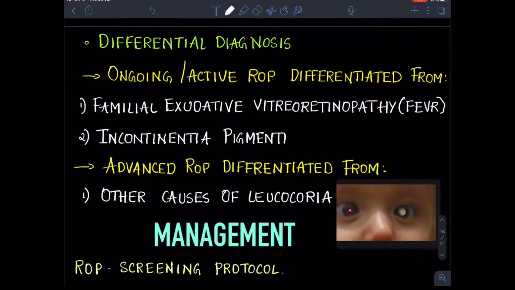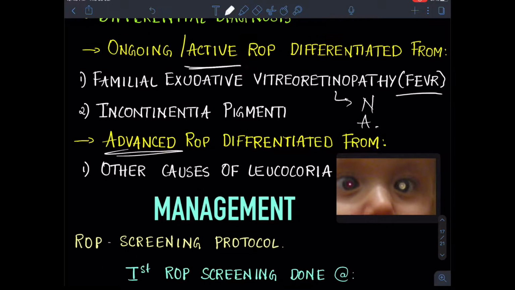Now coming to differential diagnosis. ROP can be classified into active ROP and advanced or cicatricial ROP. Now we'll see the differential diagnosis for both. The ongoing or active ROP should be differentiated from FEVR, that is familial exudative vitreoretinopathy, which also shows neovascularization and avascular retina. The second one is incontinentia pigmenti, which is mostly seen in girls. It also presents with neovascularization in the retina.